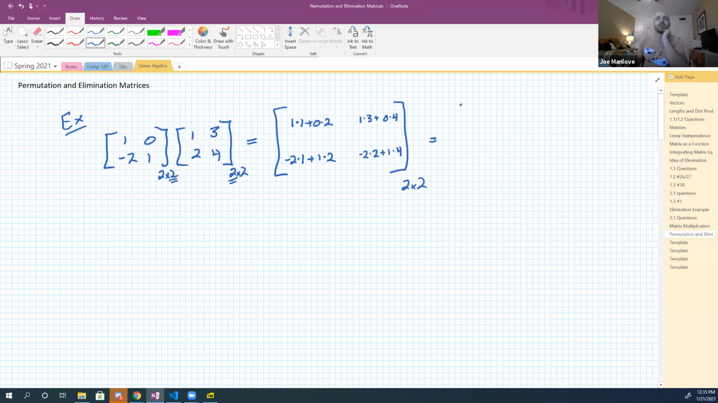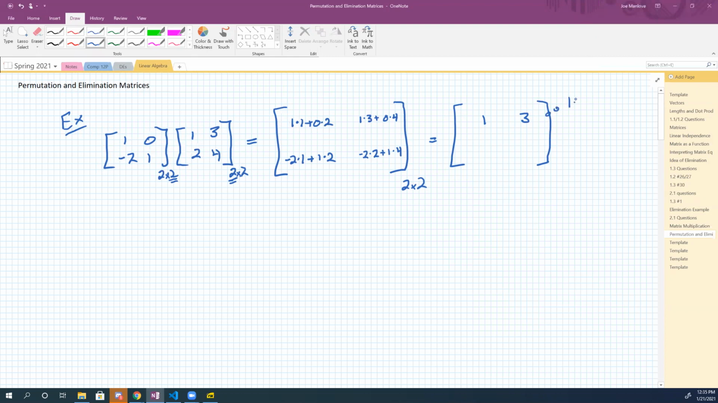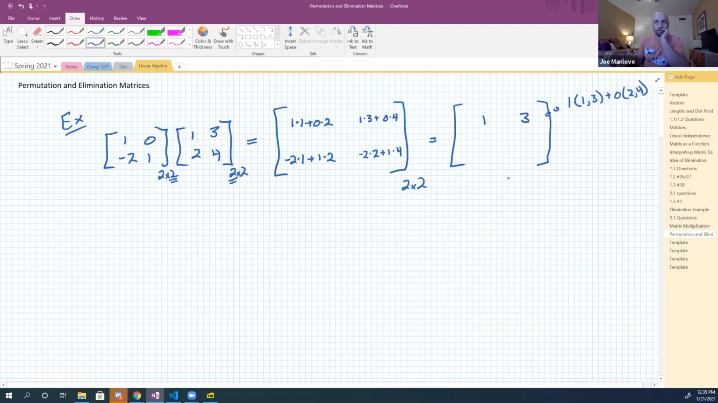So this top row is 1 and then 3. I might notice that that's 1 times the first row plus 0 times the second row. So this is 1 times the vector 1, 3 plus 0 times the vector 2, 4.